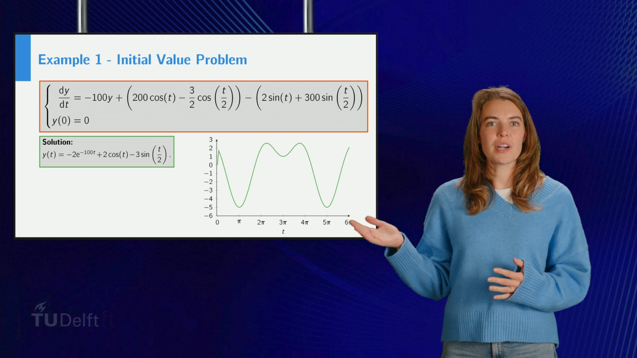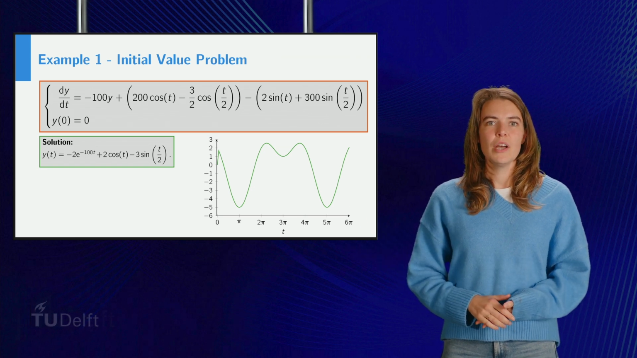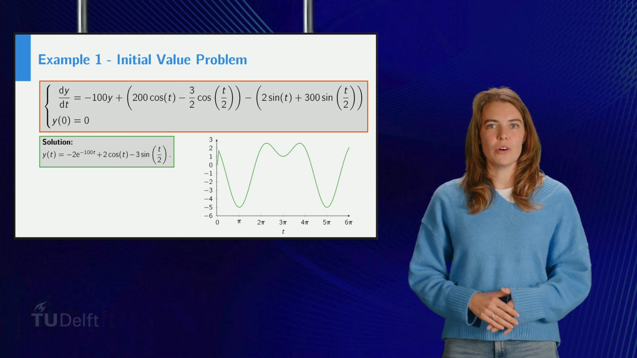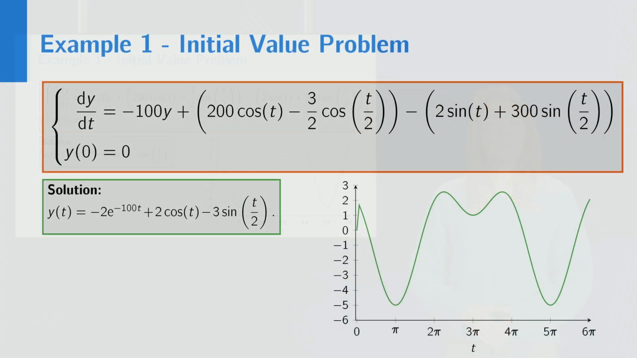You see a first-order linear differential equation with a solution y of t below. You see that the solution contains cosine, sine and exponential terms. This solution is plotted in green on the right. This is an interesting graph. We see that in the beginning the solution rapidly increases and then starts oscillating.